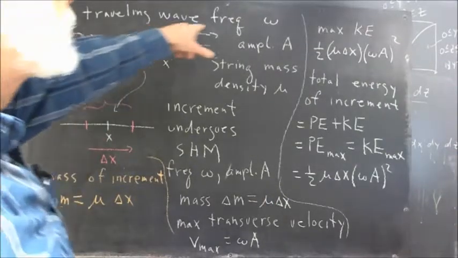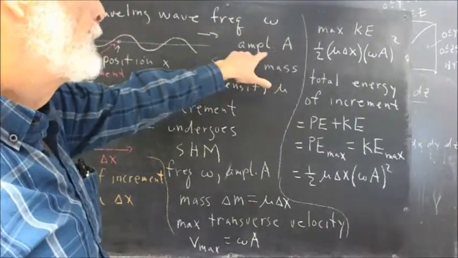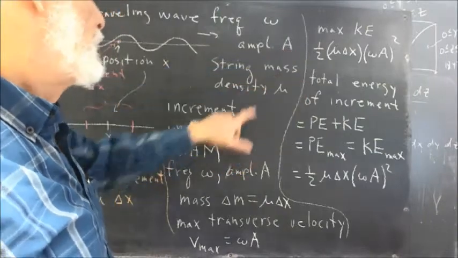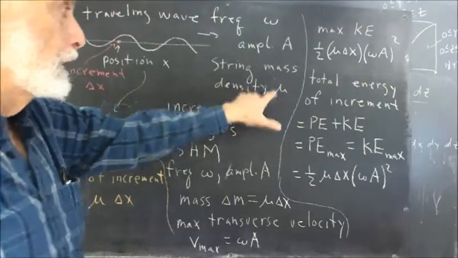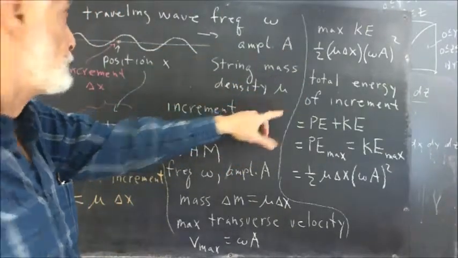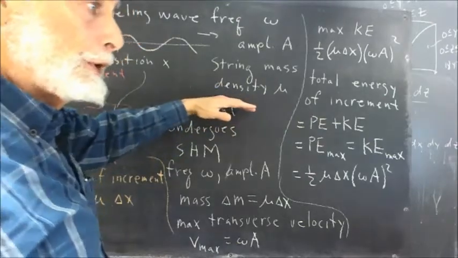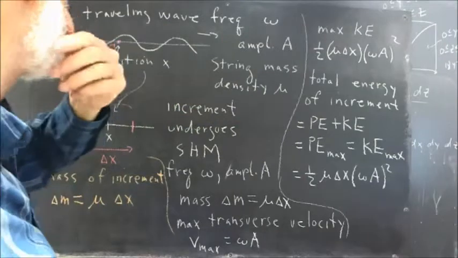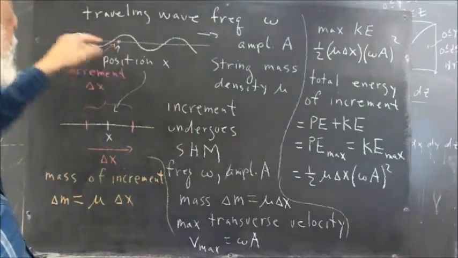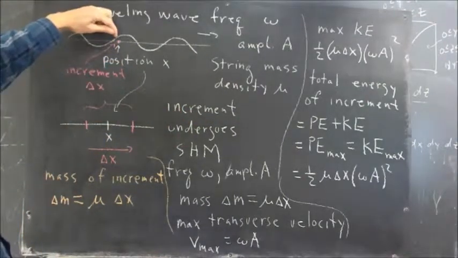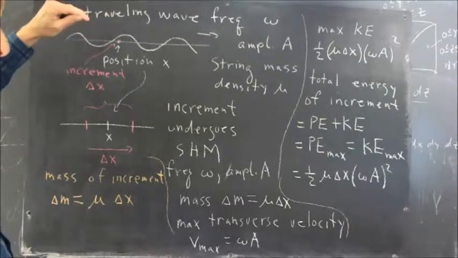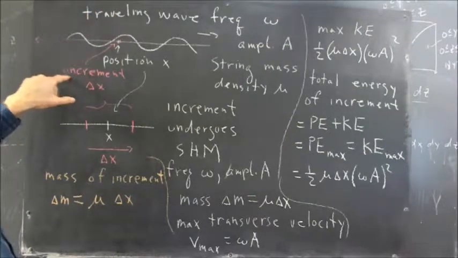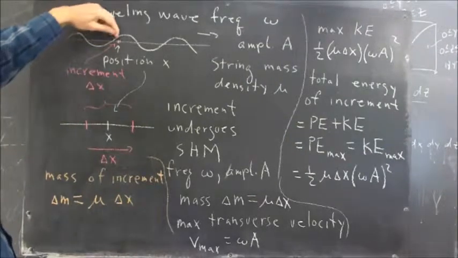We have a traveling wave, frequency omega, amplitude A, and the wave is traveling along a string of mass density mu. We want to address the question of energy in the wave. So what we do first is consider some position x on the string, it doesn't matter what the position is, and an increment delta x about x.